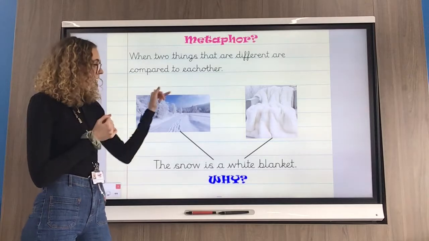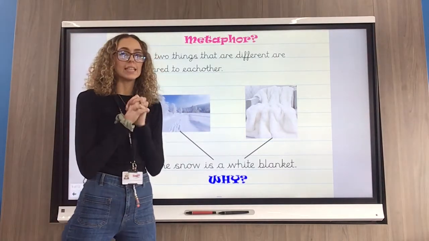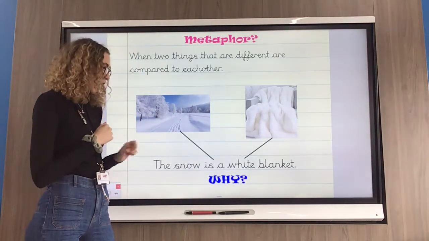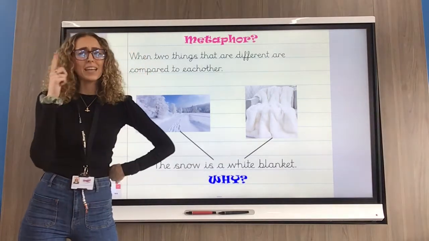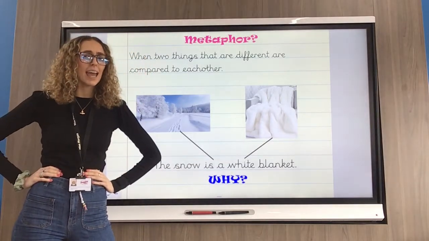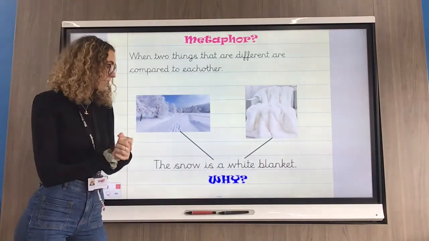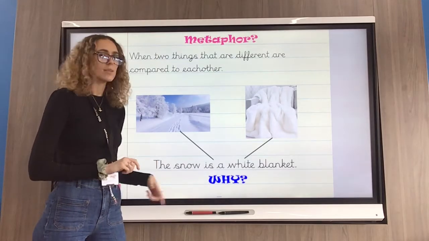So here we have lots and lots of snow, and here I have a lovely, soft, fluffy blanket. My metaphor for this is, the snow is a white blanket. Now we know snow isn't a white blanket, but we are comparing them to each other. This is what a metaphor does. And my question to you is, why?